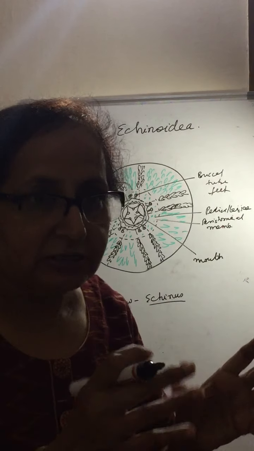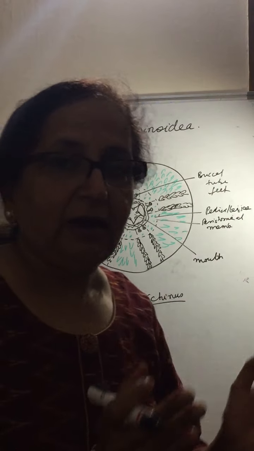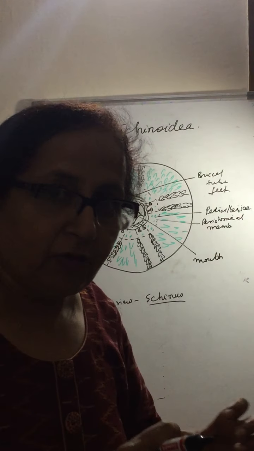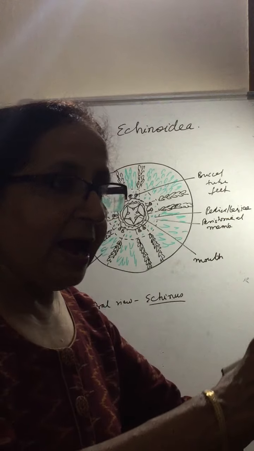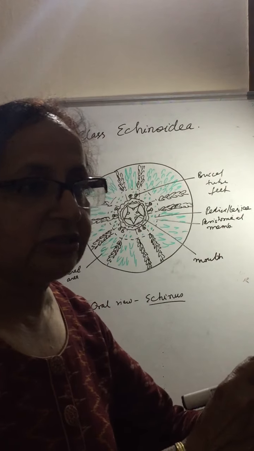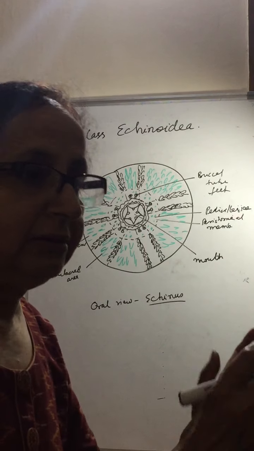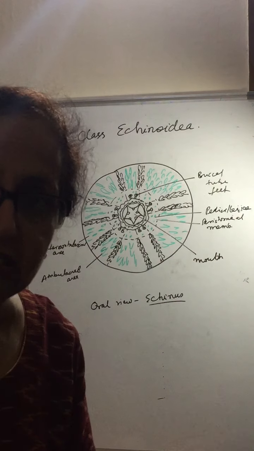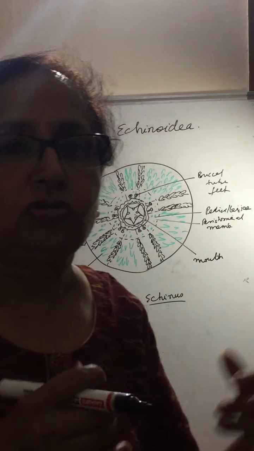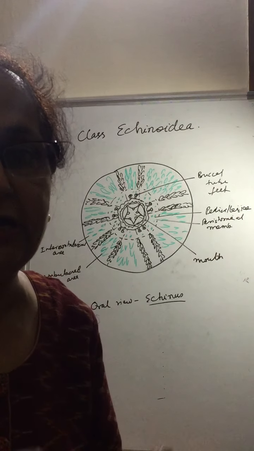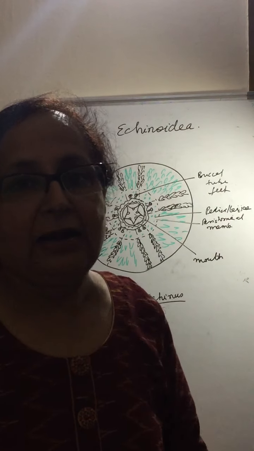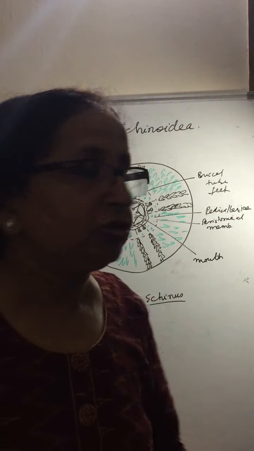So now the radial arm, these ambulacral areas, they start from the oral side, and they reach quite a distance, and then a small aboral area is there on the upper side. These animals mainly feed on algae and on the substrate, and they cause a lot of bioerosion also.